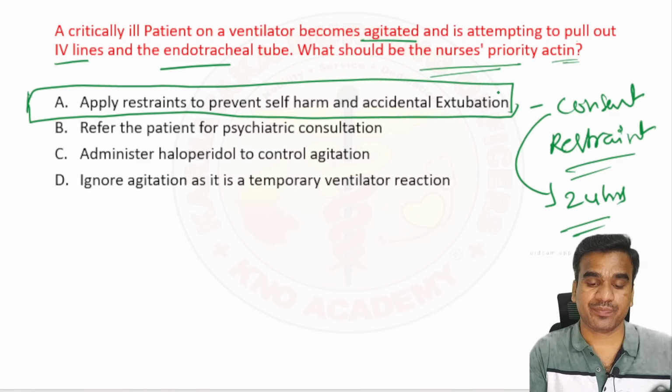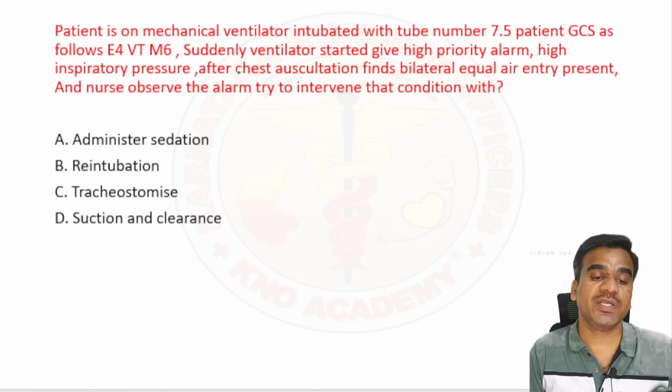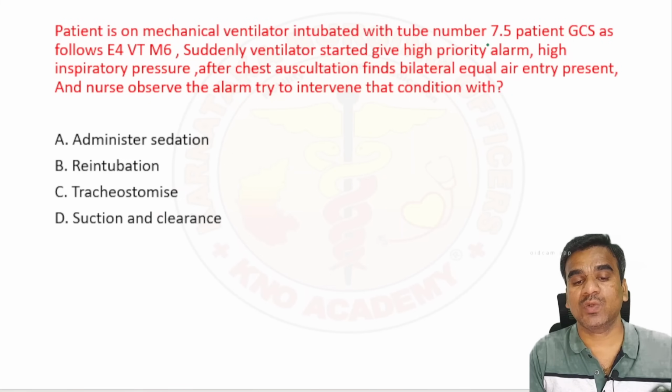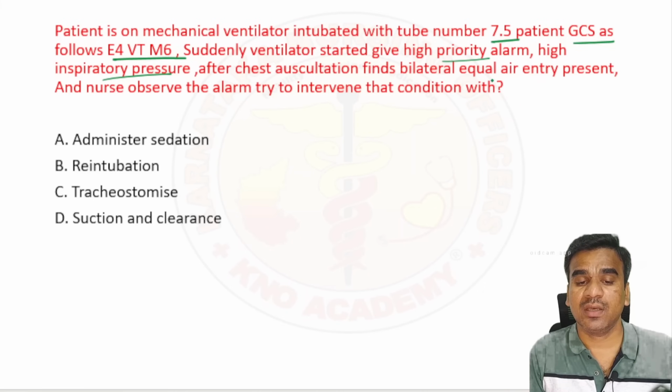Okay. Next question. A patient is on a mechanical ventilator, intubated with tube number 7.5 mm. Okay. And the patient's GCS is as follows: E4 VT M6. Suddenly the ventilator started giving a high priority alarm, high inspiratory pressure. After chest auscultation, bilateral equal air entry. So this is a very key point. Okay, entry present. A nurse observed the alarm and tries to intervene.